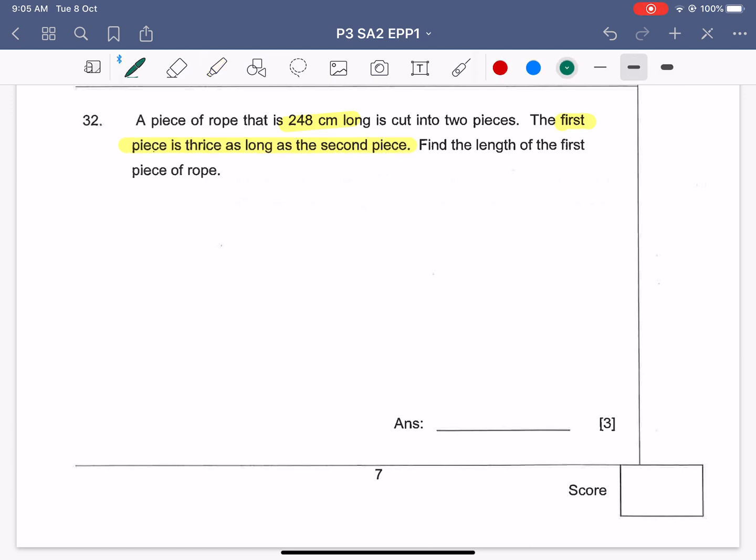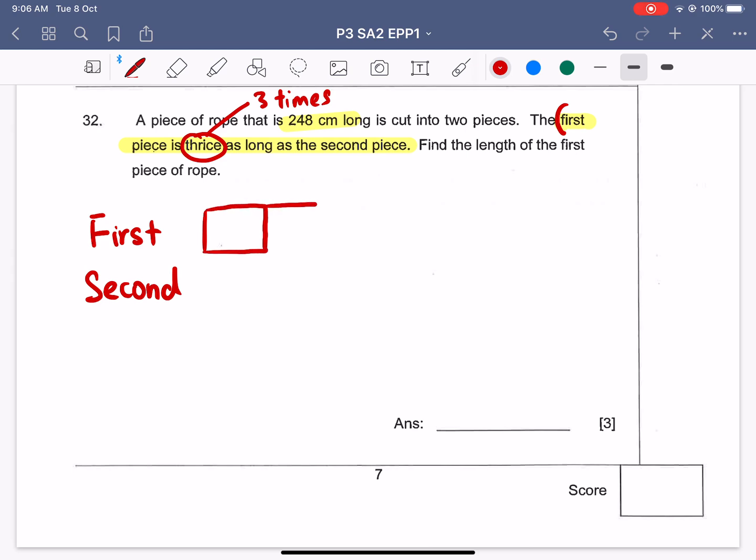So here we have, it seems that there is a piece that's longer, there's another piece that's shorter. But altogether, we know that there are two pieces. So we have got the first piece, we have got the second piece. Now it says here the first piece is thrice. Now thrice has the same meaning as 3 times. So if the first piece is thrice, 3 times as long as the second piece, it would mean that the first piece has got 1, 2, and 3.